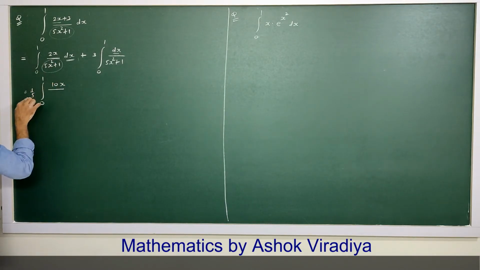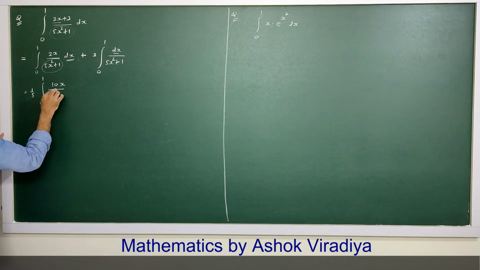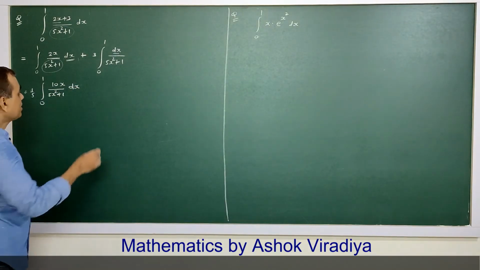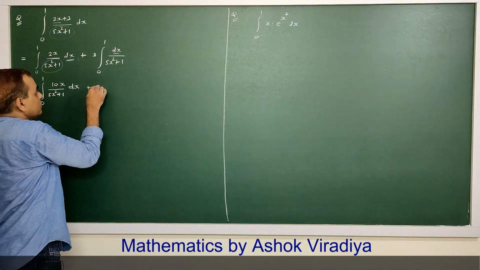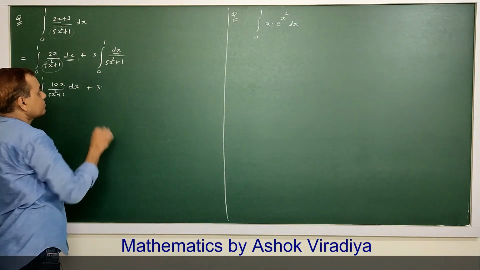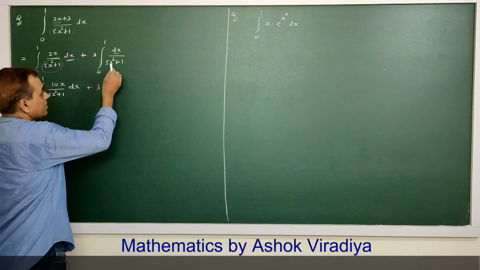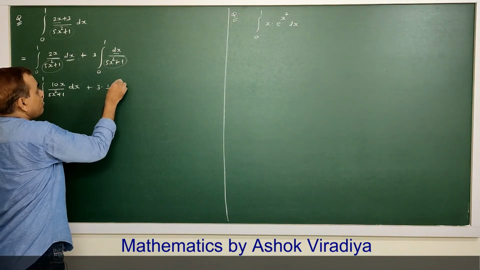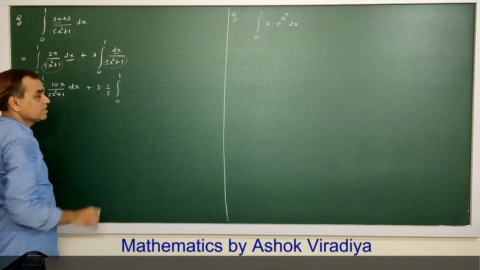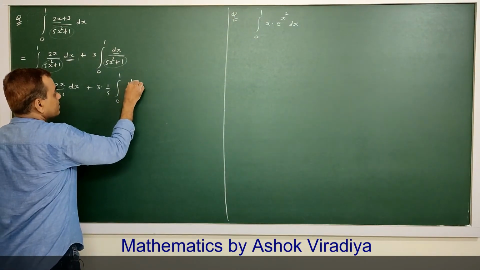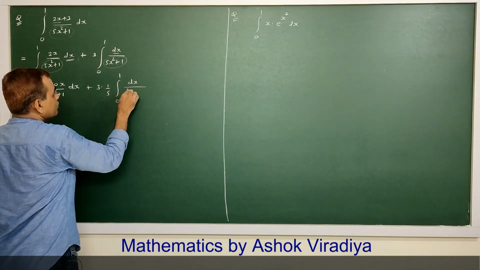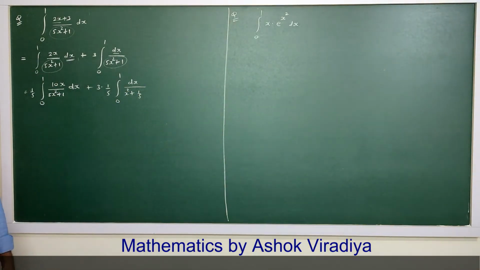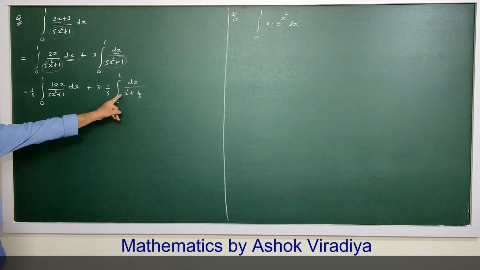Multiplied by 5, so divide by 5. 5x square plus 1 dx, plus 3 into... Now see, from the denominator I am taking 5 common. Taking 5 common, this will be x square plus 1 by 5. So it is x square plus 1 by 5.